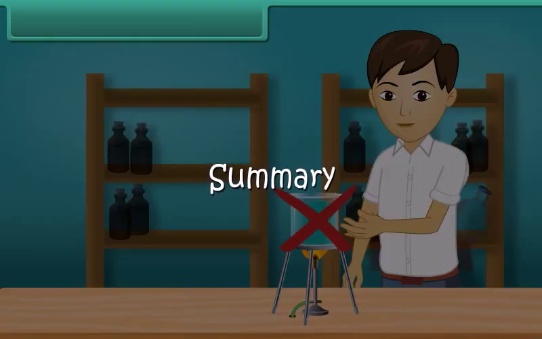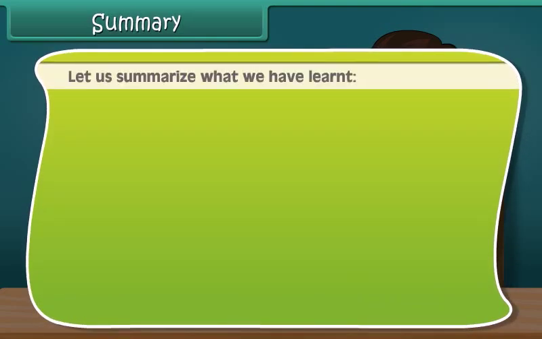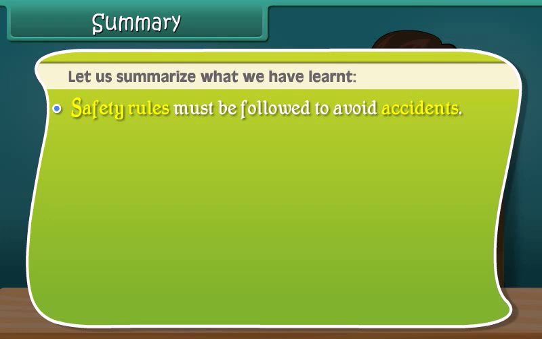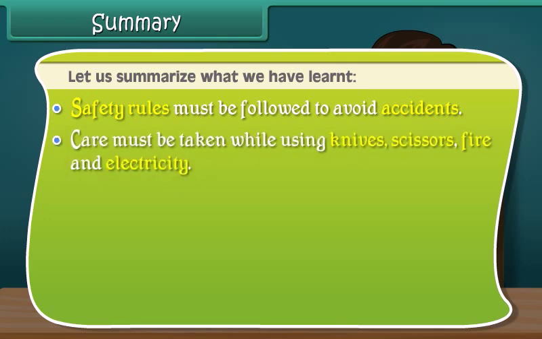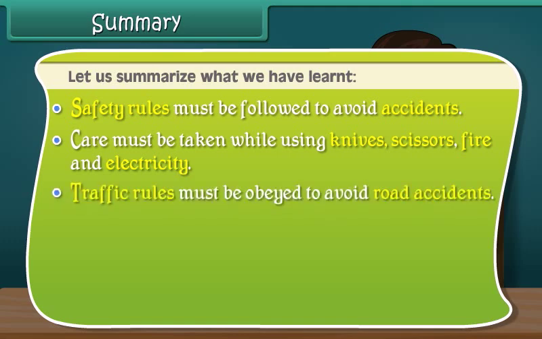Summary. Let us summarize what we have learned. Safety rules must be followed to avoid accidents. Care must be taken while using knives, scissors, fire and electricity. Traffic rules must be obeyed to avoid road accidents.